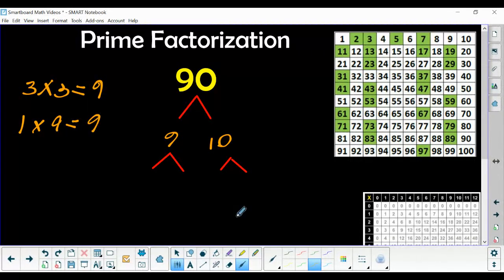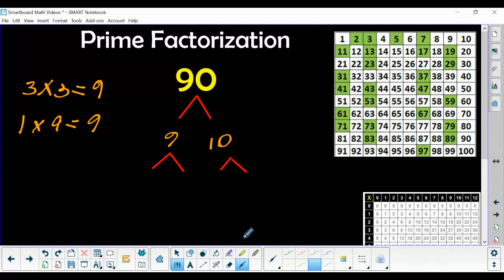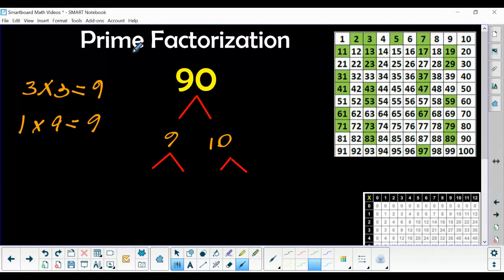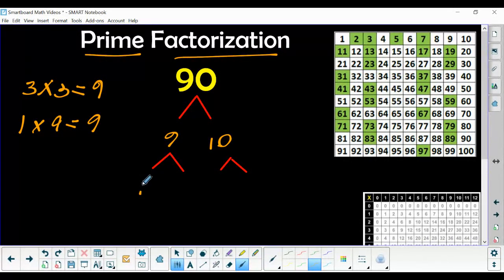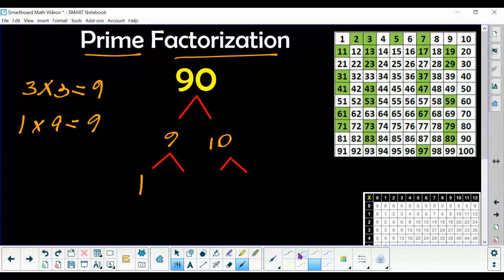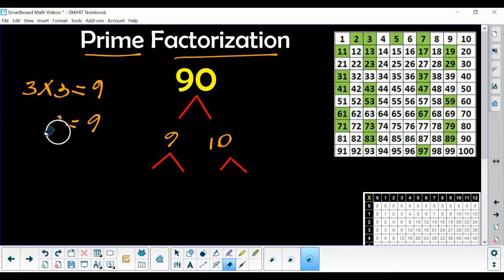Now let me give you a heads up when it comes to a factor tree. When you're making your factor tree or getting the prime factorization, you can never use 1 as one of the numbers. That does not count. Again, 1 is not allowed in your factor tree. So this combination will not work. It's not acceptable. Any other number other than 1 is okay. So my only choice here would be 3 and 3.